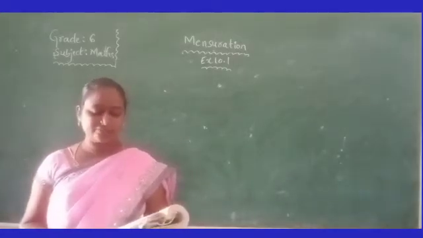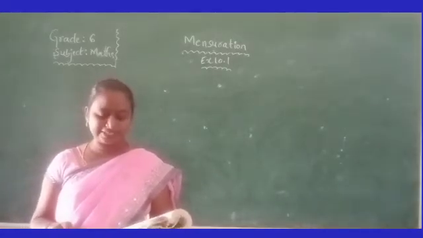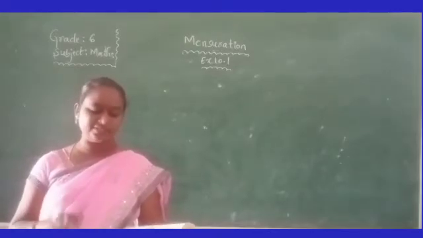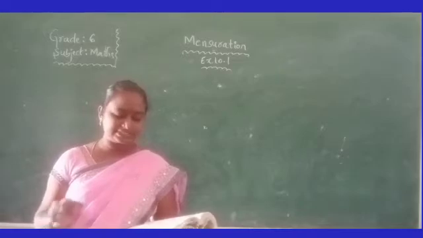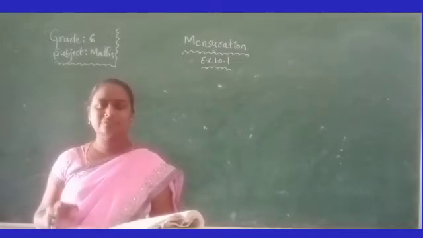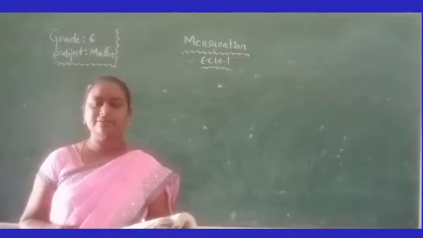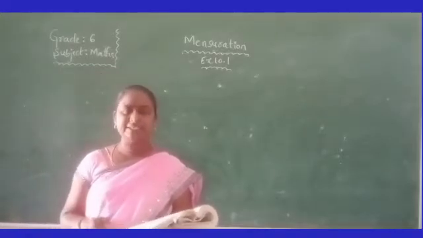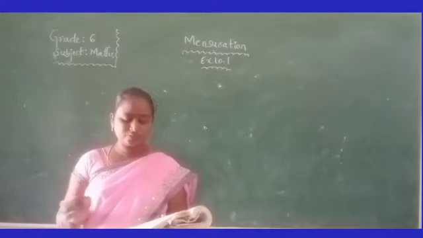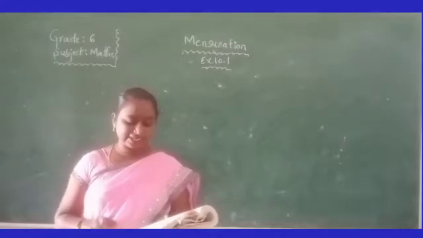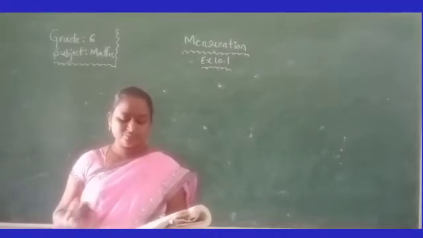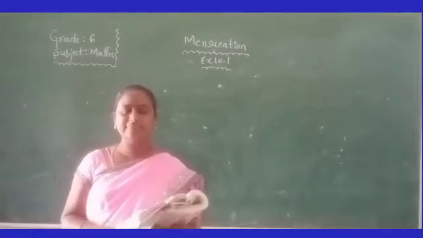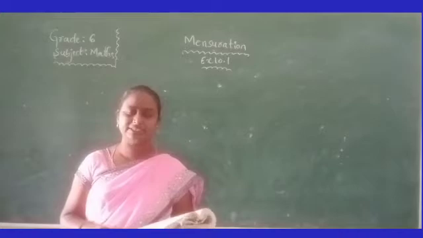Sweetie runs around a square park of side 75 meters. Bulbul runs around a rectangular park with length 60 meters and breadth 45 meters. Who covers less distance? See here. Sweetie runs around a square park of side 75 meters. Bulbul runs around a rectangular park with length 60 meters and breadth 45 meters.